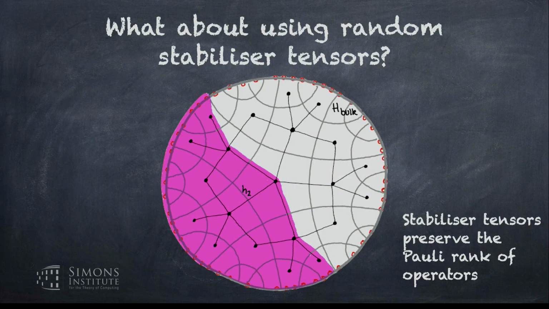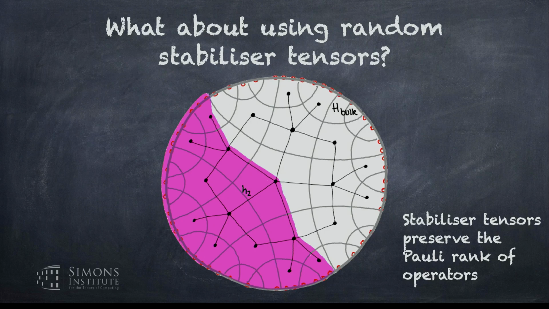Okay, now what about the local Hamiltonian on the boundary? How is that affected by using random stabilizer tensors? So the key property of stabilizer tensors that makes them really, really nice for this model is that they preserve the Pauli rank of operators.